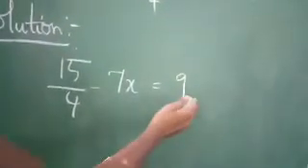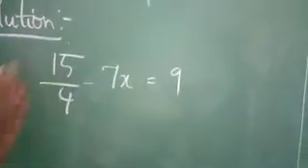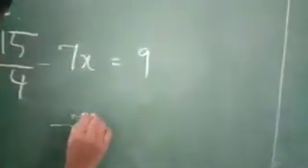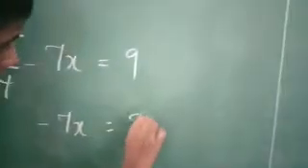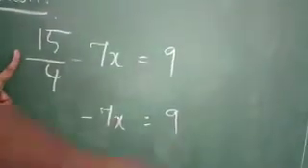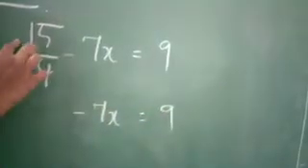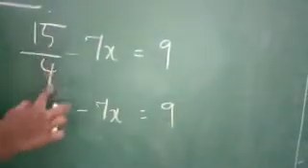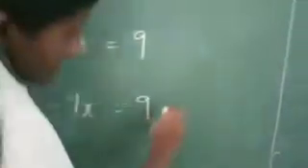What is the question given? 15 by 4 minus 7x is equal to 9. So shift 15 by 4 to the RHS, that means the right hand side of this equation. That means you are just transposing. So you keep minus 7x as it is, equal to 9. Here it is addition. Whenever it transposes to the RHS, this addition becomes subtraction. So plus 15 by 4 becomes minus 15 by 4.